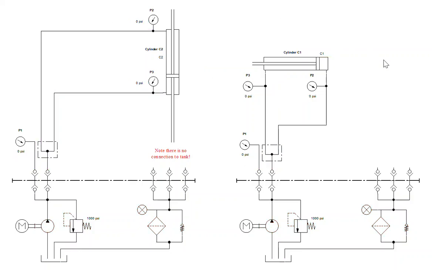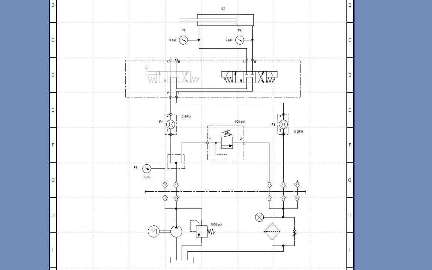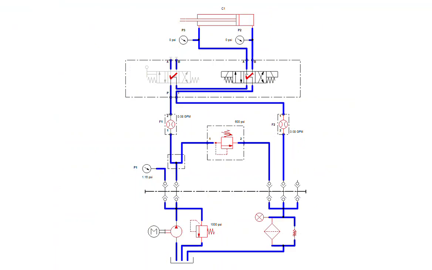This activity is mostly about something called regeneration. So in this part of the activity, we have just a conventional reciprocating cylinder. Flow meter F1 measures the flow going into the directional valve and therefore to the cylinder. Flow meter F2 measures the flow coming back to tank.